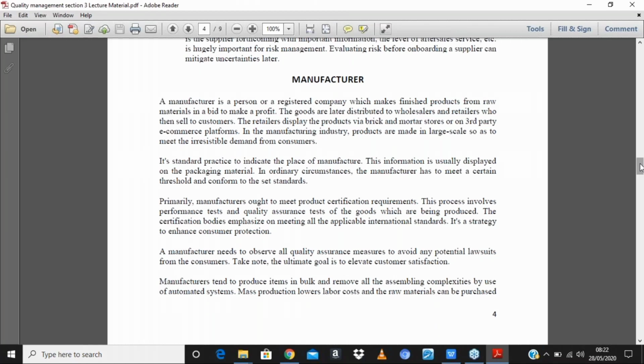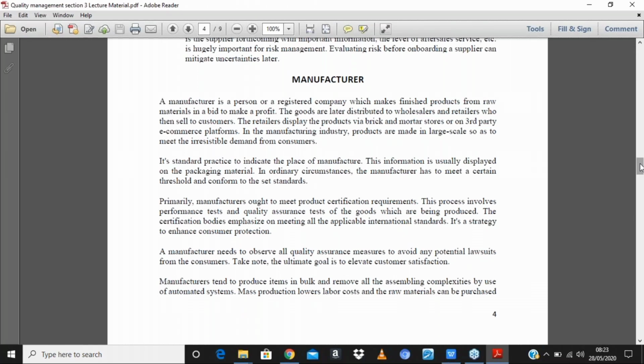Primarily, manufacturers ought to meet product certification requirements, as I've just said. So if you want to start producing plastics, for instance, or a particular soap or cosmetics, you will need to get licensing from an authorizing body, for instance, NAFDAC or SON. Doing this will require you to carry out quality assurance and quality control tests before your products can be licensed to use.